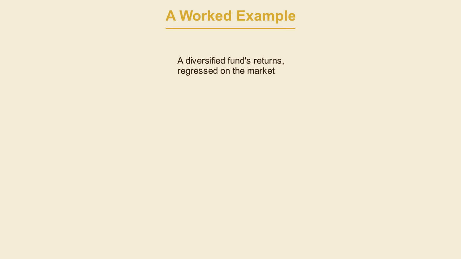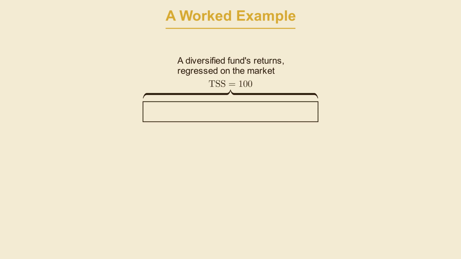Margot's regressing a diversified fund's monthly returns on the market's returns. She runs it and the total sum of squares comes out to 100. The explained sum is 75 and the residual sum of squares is 25. Notice that those add up. 75 plus 25 is 100, exactly like they should.